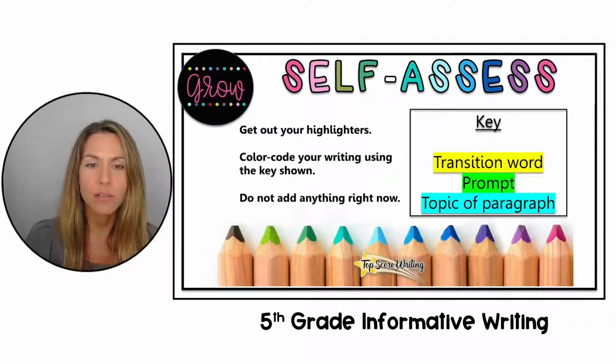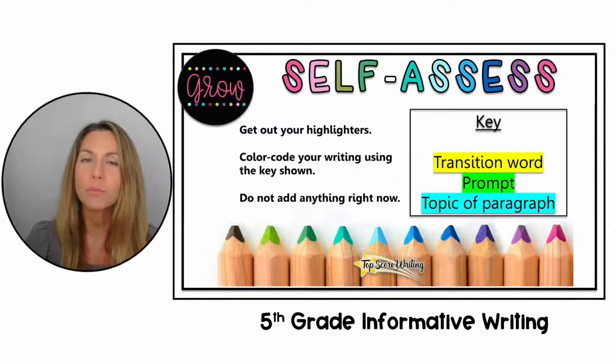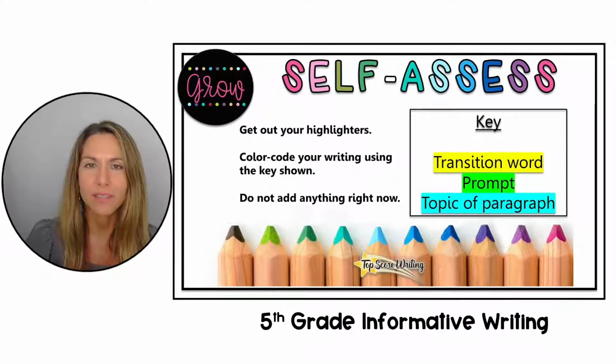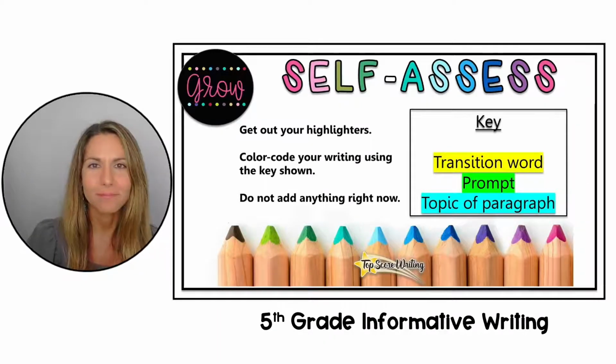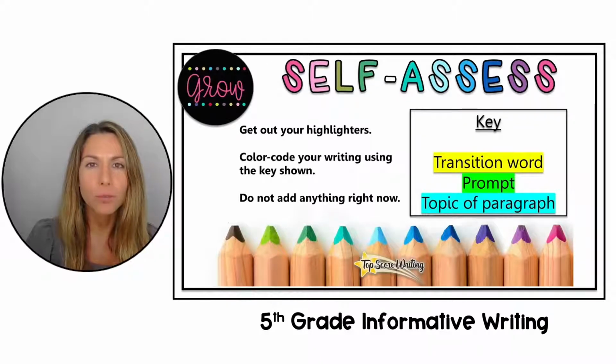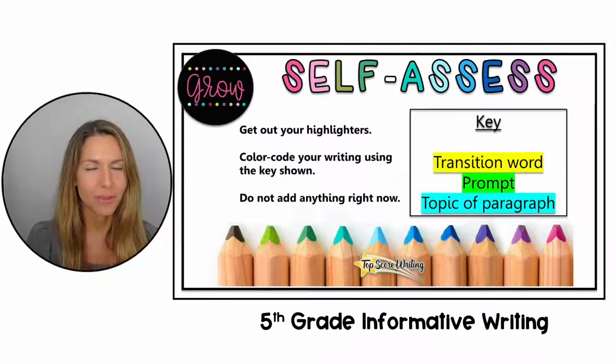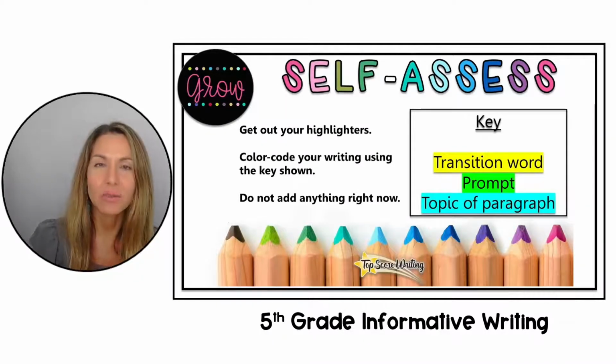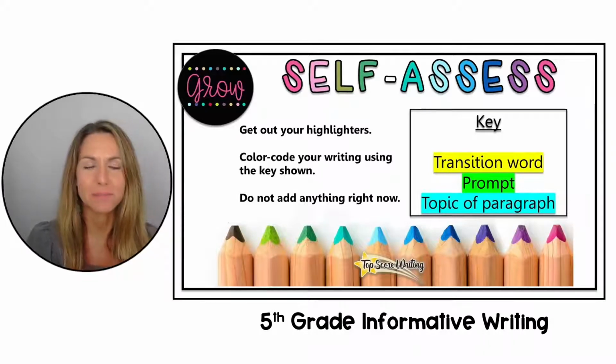Now, I have chosen the colors yellow, green, and blue. You can pick those or any colors you want. Please highlight or underline the transition word you used for T1, the transition word you used for T2, and the transition word you used for T3. Awesome. Now please select a second color. Highlight the prompt word, which is earthquakes, in T1, T2, and T3's topic sentences.